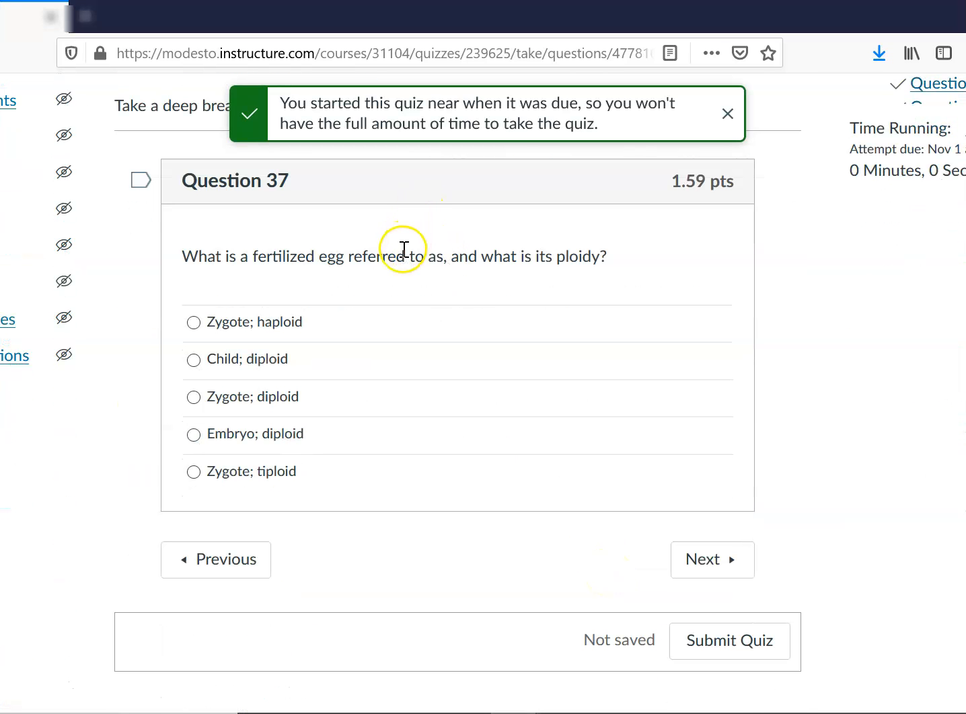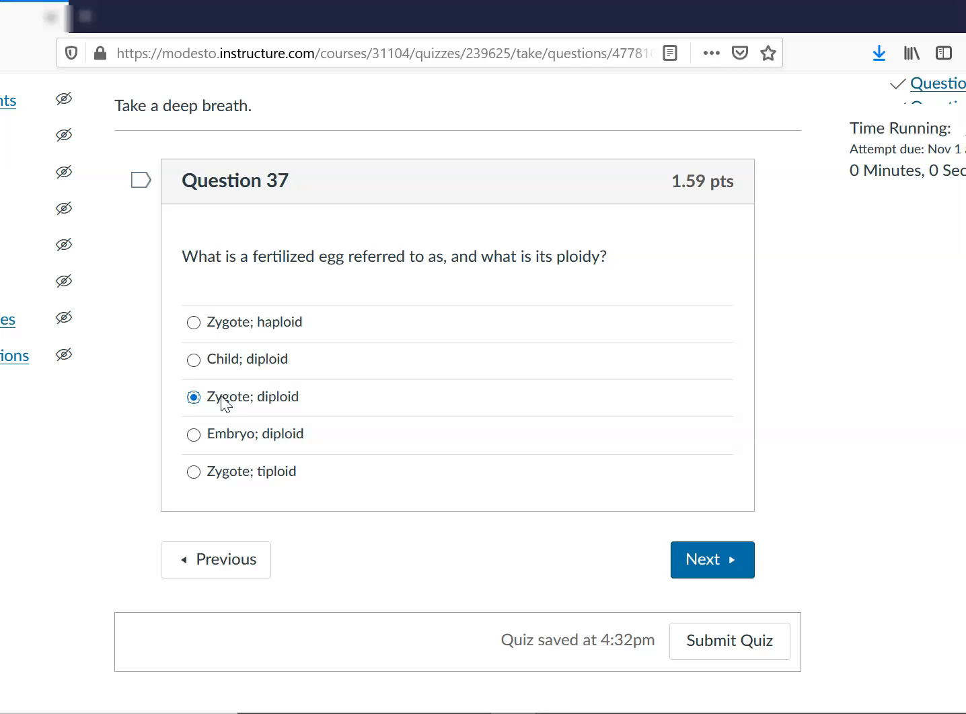What is a fertilized egg referred to as? It is a zygote, and it is diploid. It has both sets. That's what happened after fertilization. So triploid can go. Embryo, yeah, kind of a mean question, actually. It's not child. It's not yet an embryo. It's not haploid, so you can at least narrow this thing down. Yeah, that was a mean one too. Sorry.